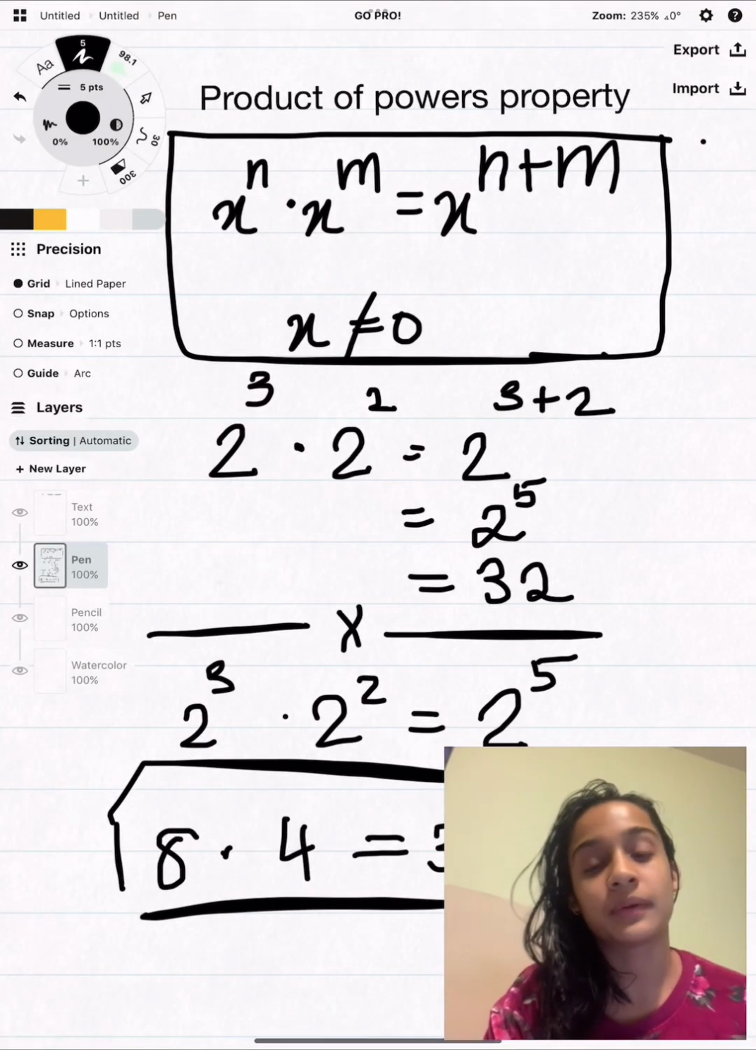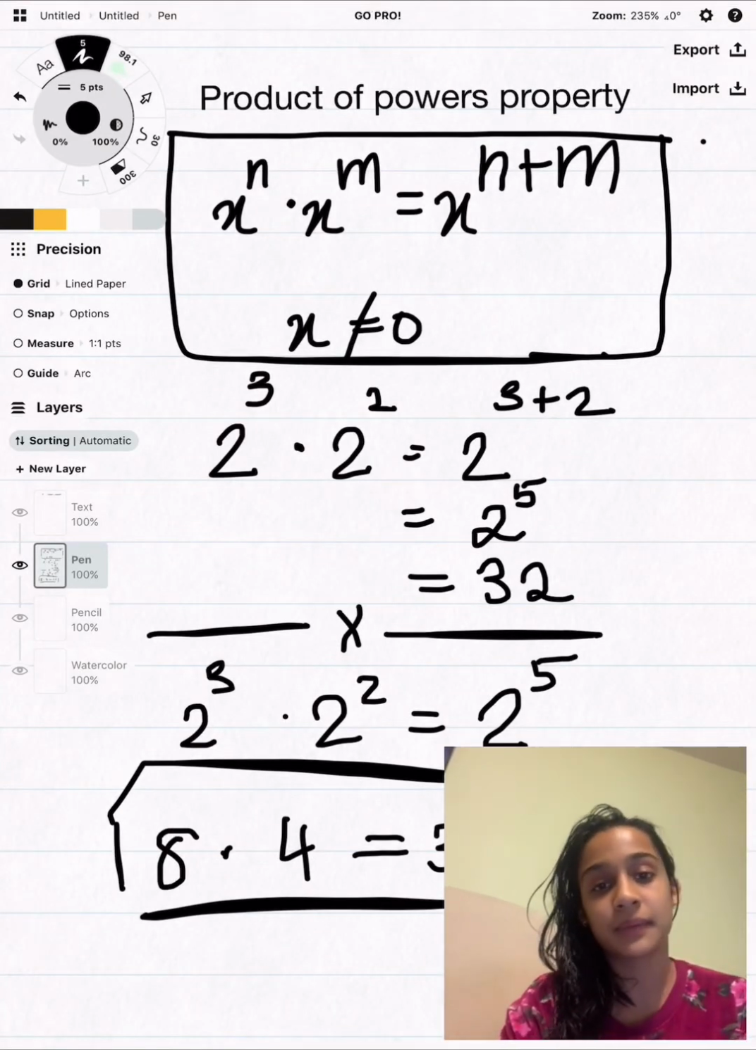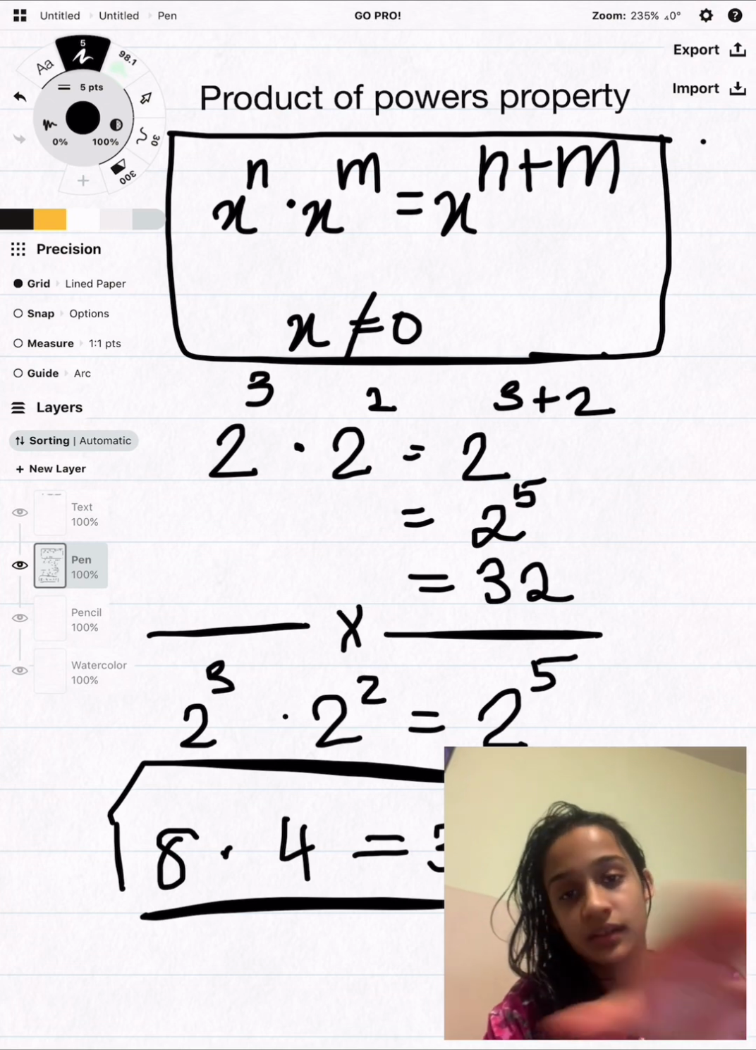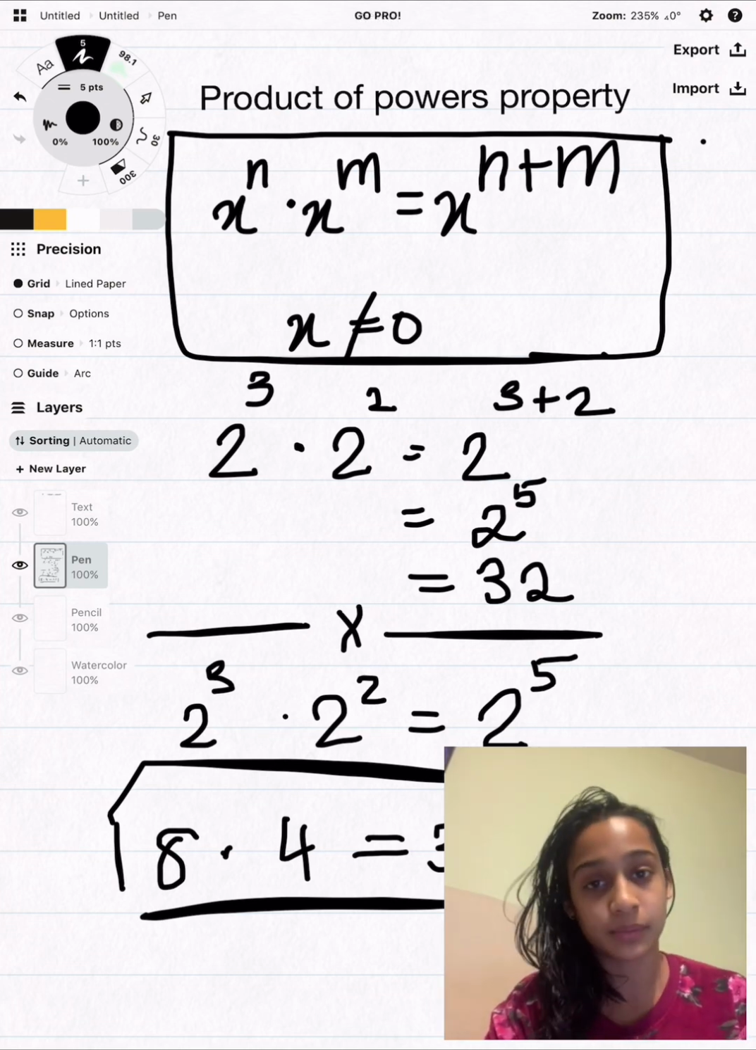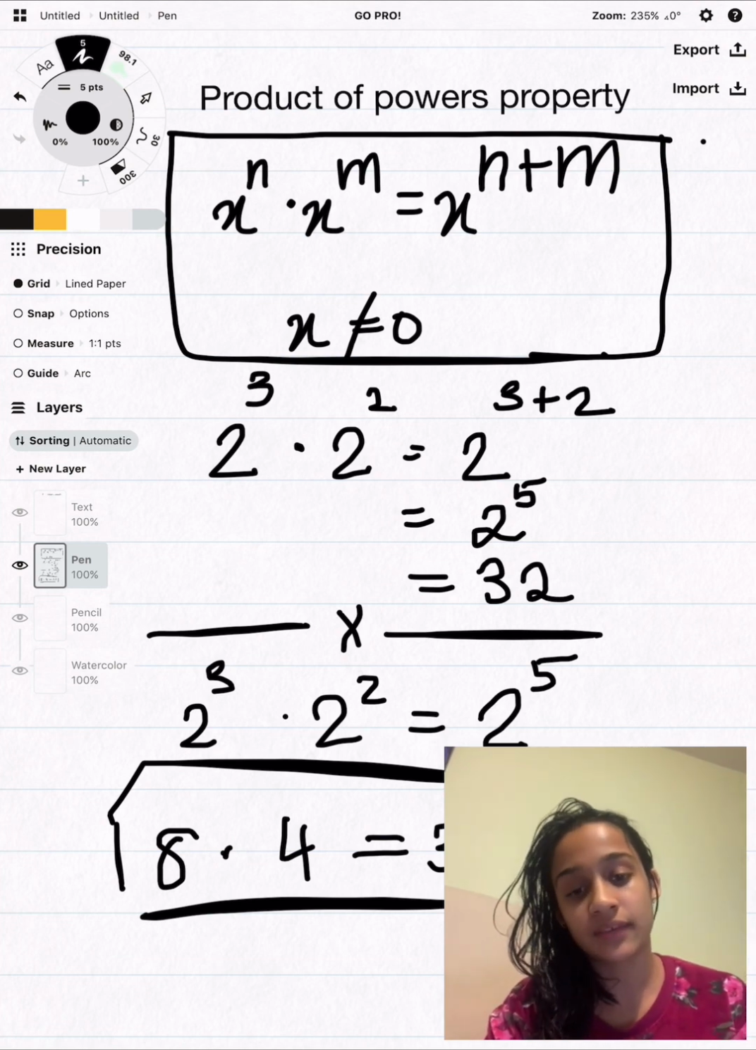So the product of powers property states that to multiply two powers with the same base, I have to add the exponents. So in the box given above is the formula: x to the power n times x to the power m is equal to x to the power n plus m, when x is not equal to 0. Below is given an example problem.